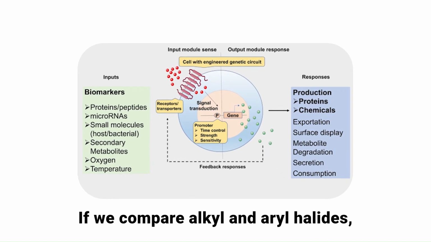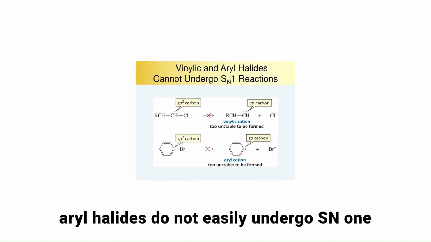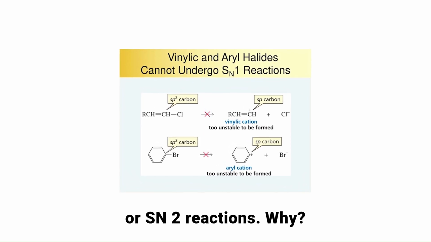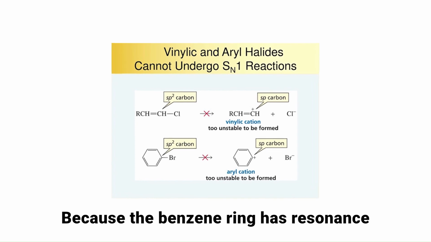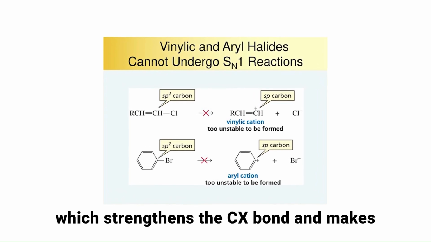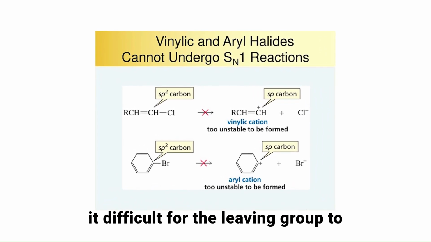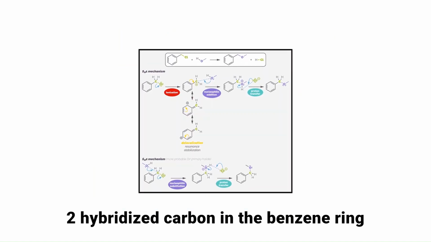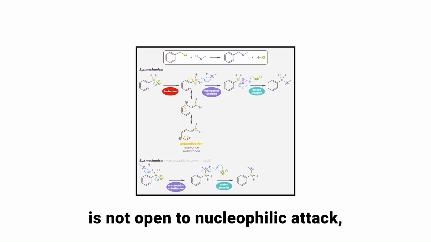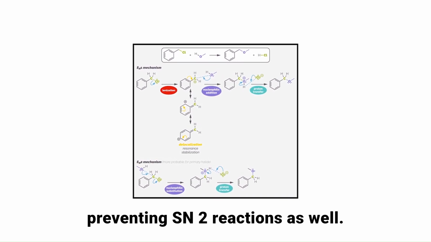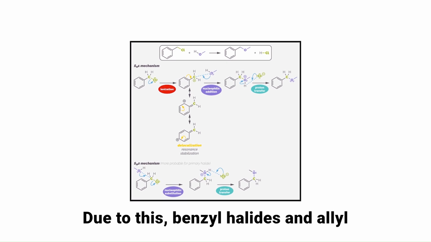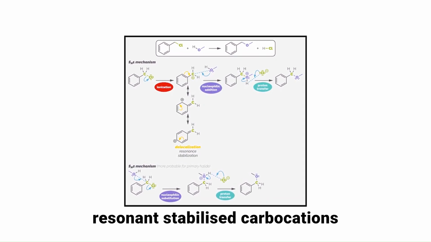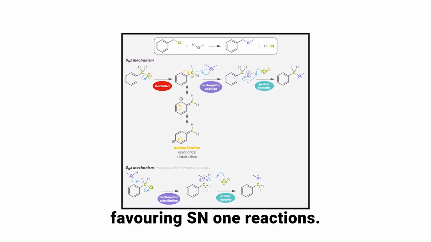If we compare alkyl and aryl halides, aryl halides do not easily undergo SN1 or SN2 reactions. Why? Because the benzene ring has resonance, which strengthens the C-X bond and makes it difficult for the leaving group to detach. Additionally, the sp2 hybridized carbon in the benzene ring is not open to nucleophilic attack, preventing SN2 reactions as well. Due to this, benzyl halides and allyl halides are more reactive since they form resonance-stabilized carbocations, favoring SN1 reactions.